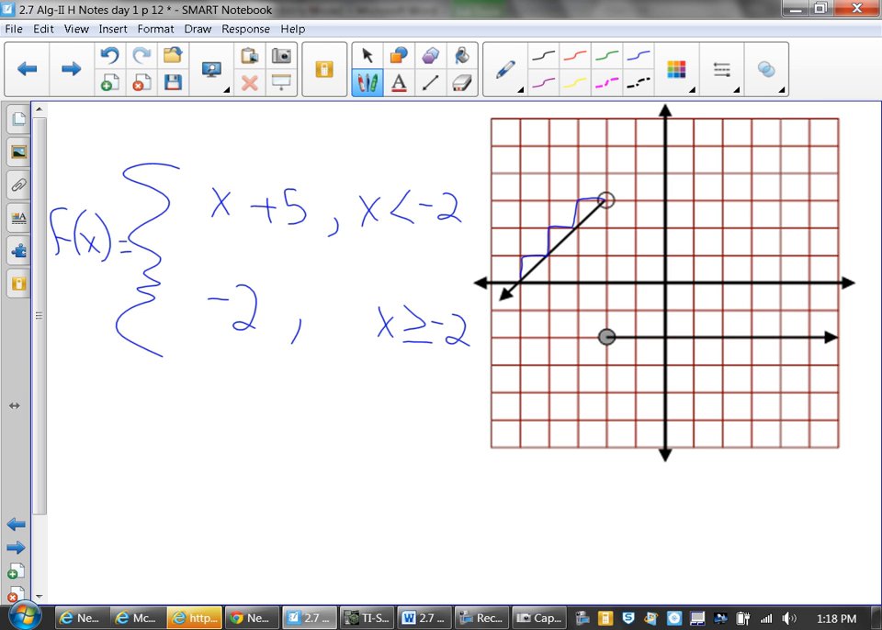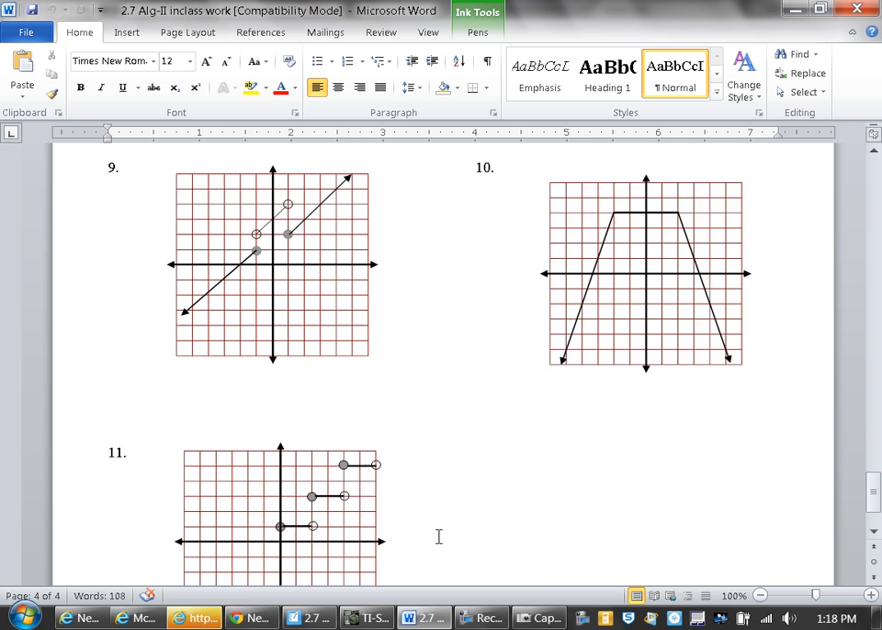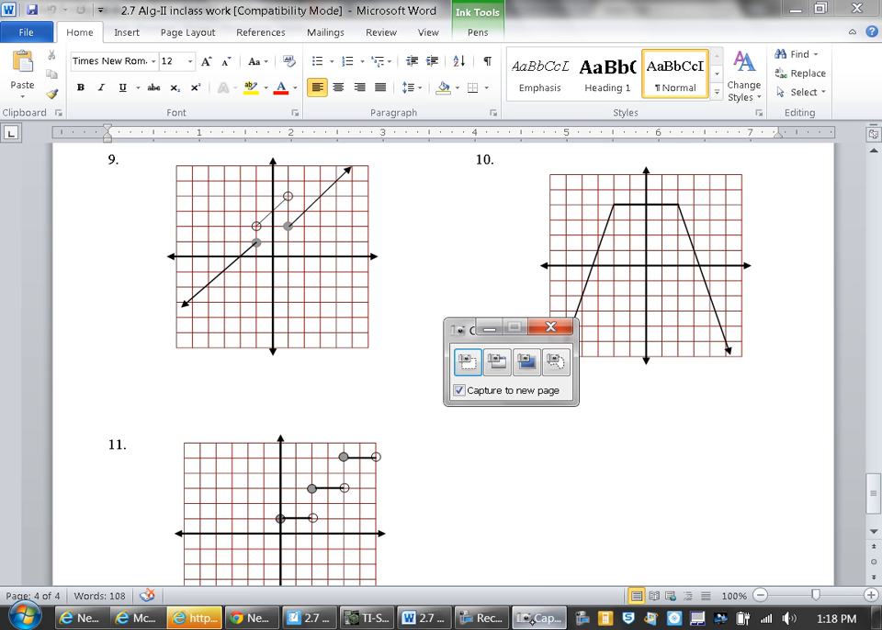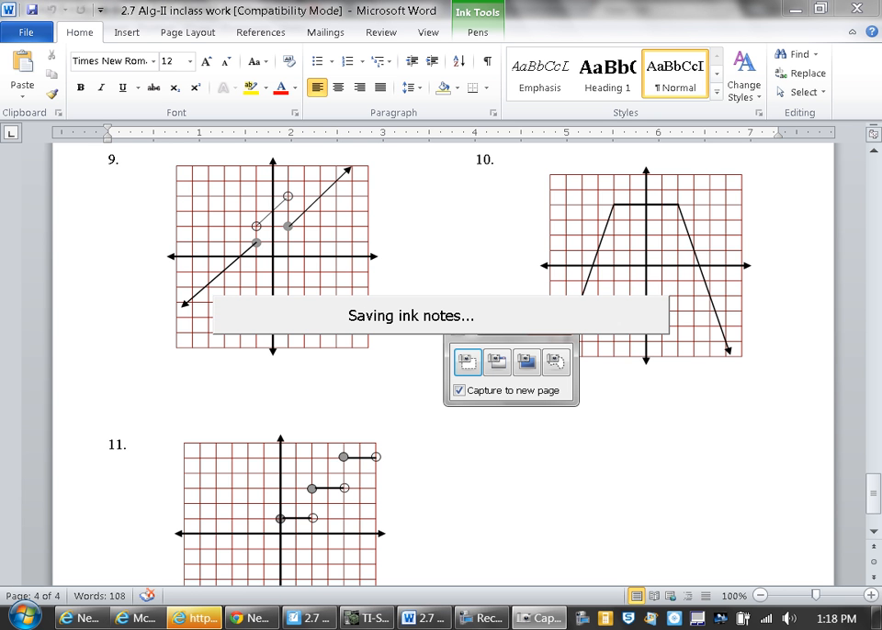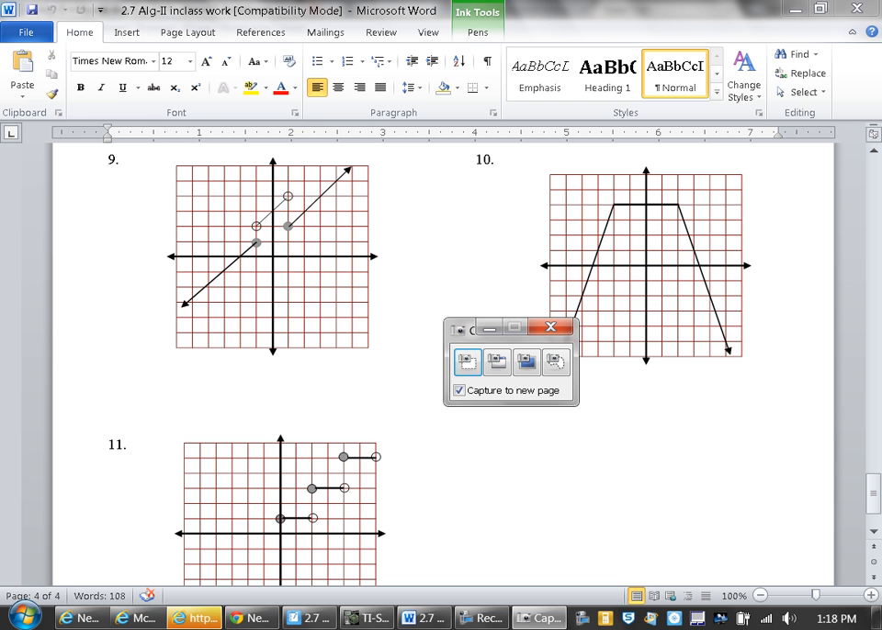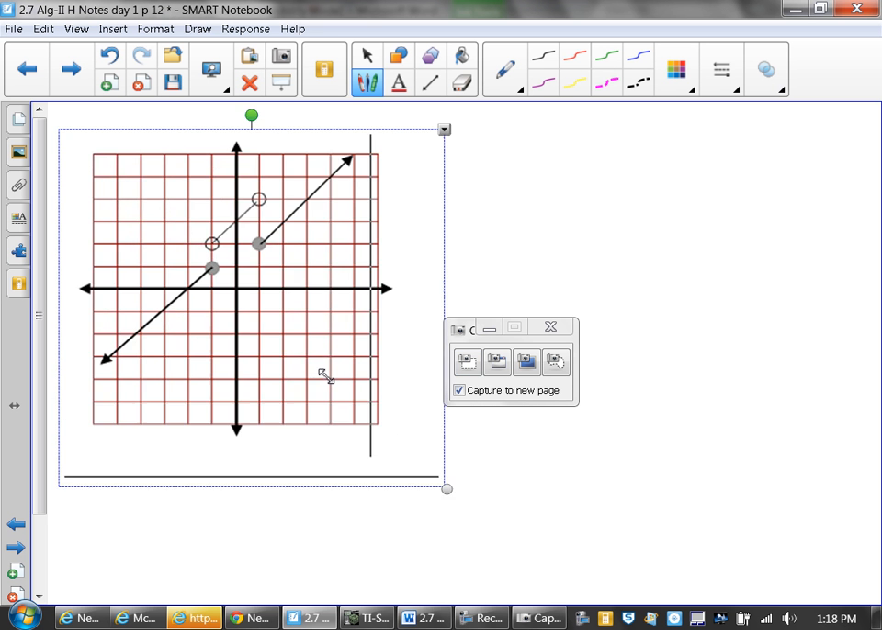Now, this one has 3 or something, so how many equations do you think you're going to have to write? 3. Now, I'm going to help you start with the parameters of your domain. And after that, I'm going to have you guys finish these other ones, and we'll check them in a few minutes.